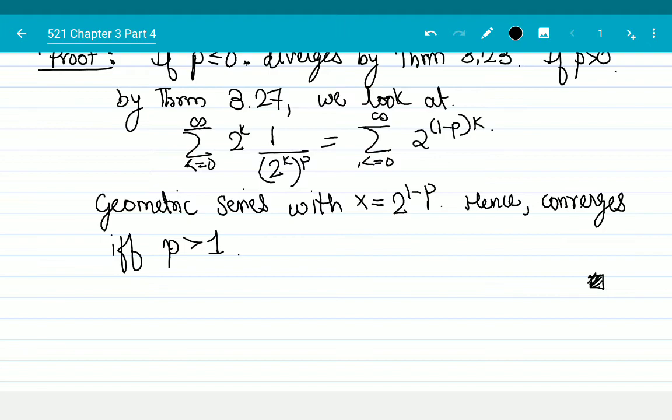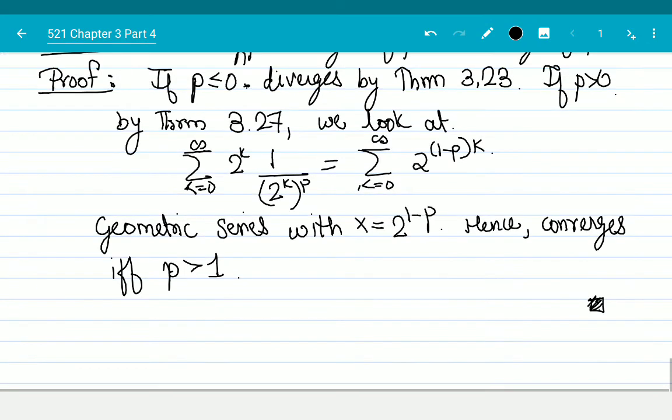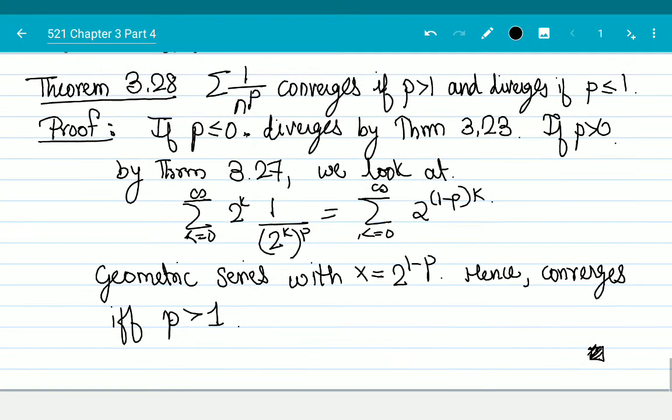Okay? So we are showing something stronger than just the harmonic series. We show that 1 over n to the p converges if p is greater than 1 and diverges if p is less than or equal to 1, with equal to 1 being the harmonic case.